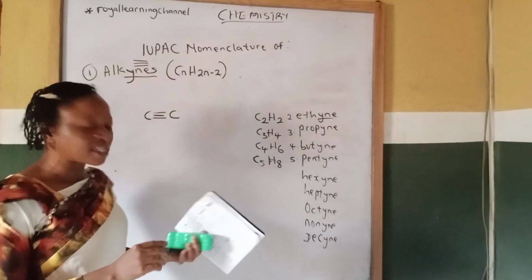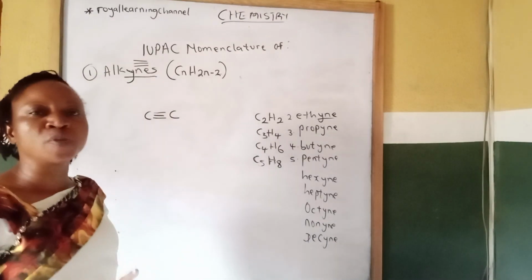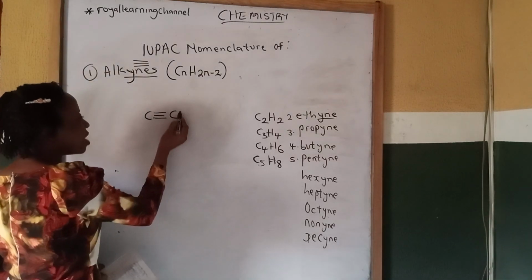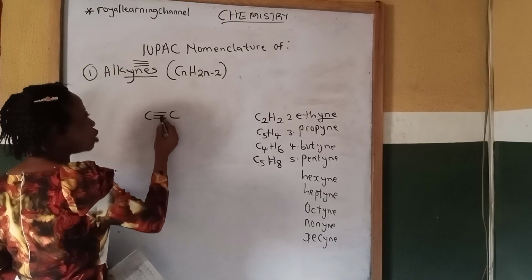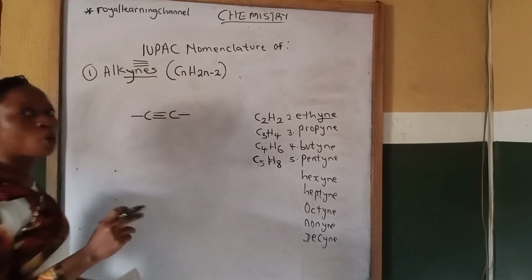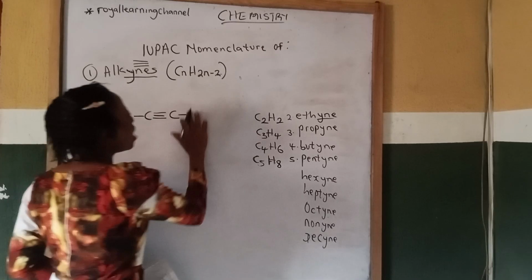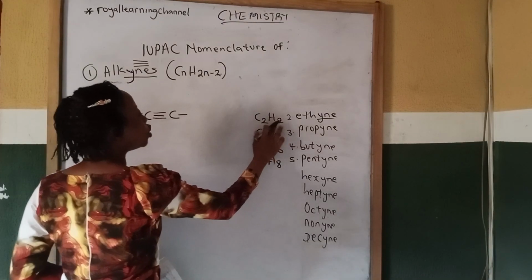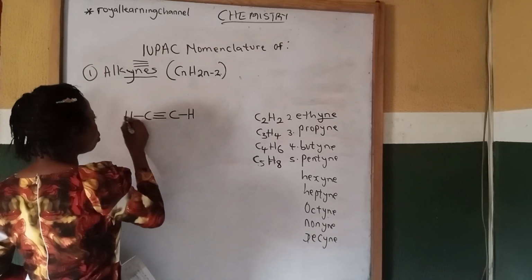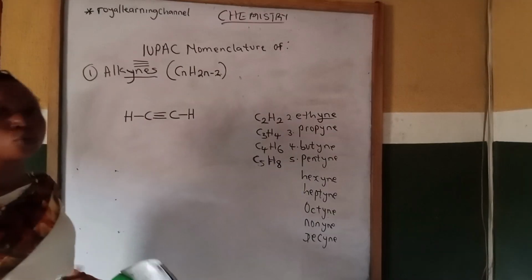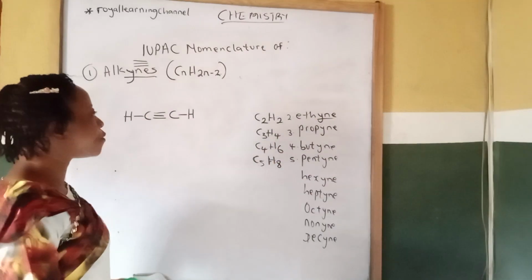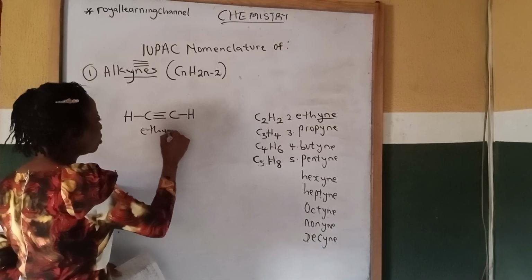Then don't forget that I said that each carbon atom in organic chemistry must be surrounded with 4 chemical bonds. So let's count the number of bonds that surround each carbon atom. 1, 2, 3. This one is 4. 1, 2, 3, 4. Then from this molecular formula, we have 2 hydrogen atoms. So you attach your hydrogen atoms to those 2 feasible bonds. This is the structural formula for ethyne.